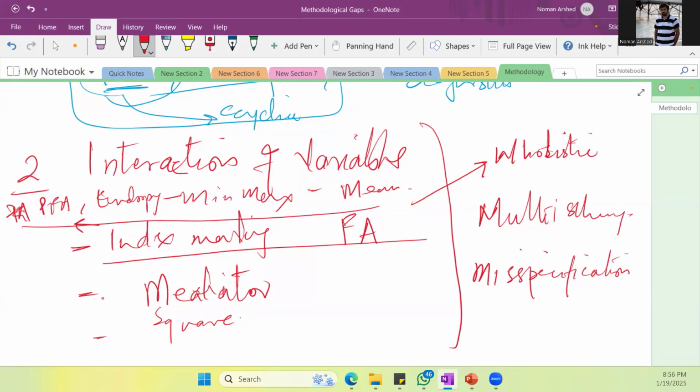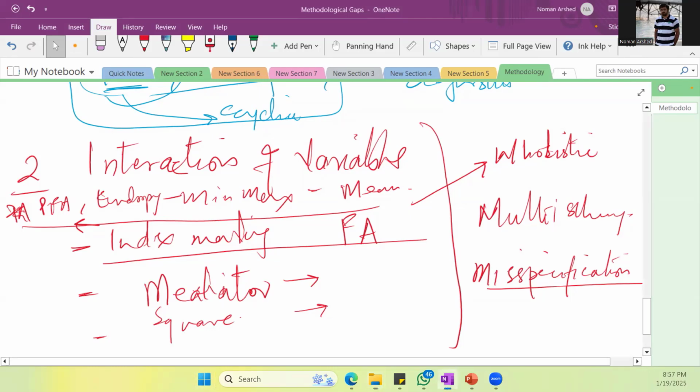So next is mediator. When mediator comes, it's mostly misspecification, and the square is also misspecification. But it should also be theory driven. So I will share an article right now that explains, if you want to theoretically explain your mediator or a square variable, how you will do it. So I will open an article here and I will explain.